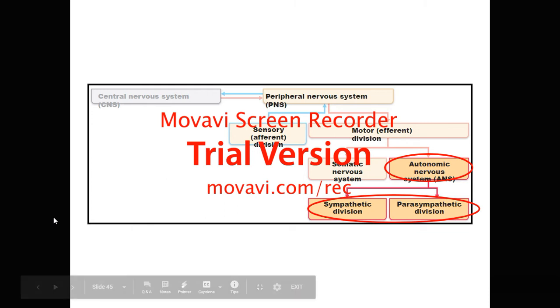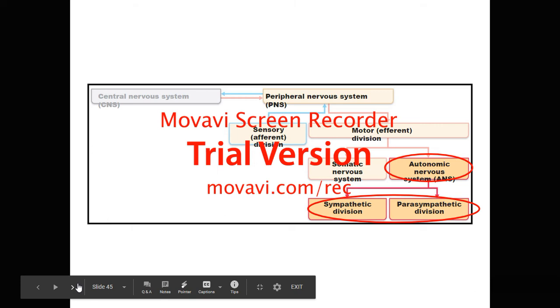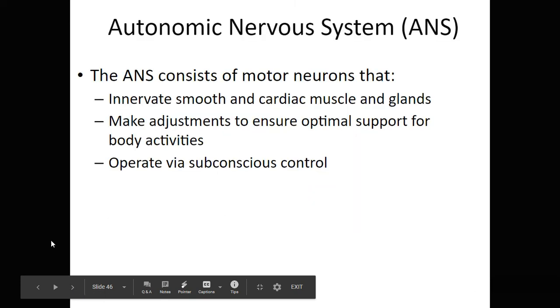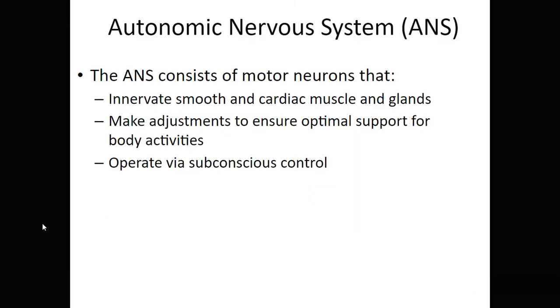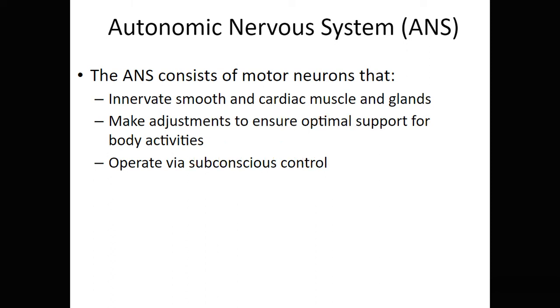All right, so this is the same figure that we've already discussed. The autonomic nervous system consists of motor neurons that innervate smooth and cardiac muscles and glands, make adjustments to ensure optimal support for body activities, and operate via subconscious control. So remember, the autonomic nervous system is involuntary.